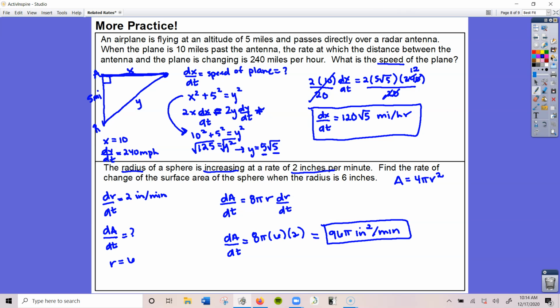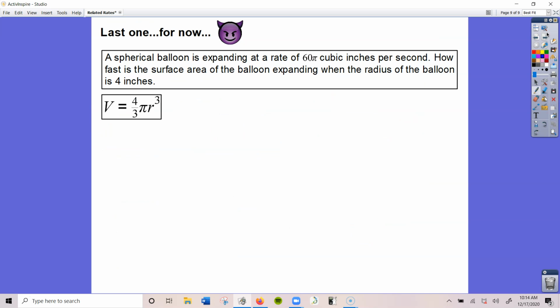All right, we're almost near the end. We have one more. A spherical balloon is expanding at a rate of 60 pi cubic inches per minute. So I'm just going to write this down. That's dV/dt because of the cubic inches, which is 60 pi per second. How fast is the surface area of the balloon expanding? So we're looking for dA/dt when the radius of the balloon is 4 inches.